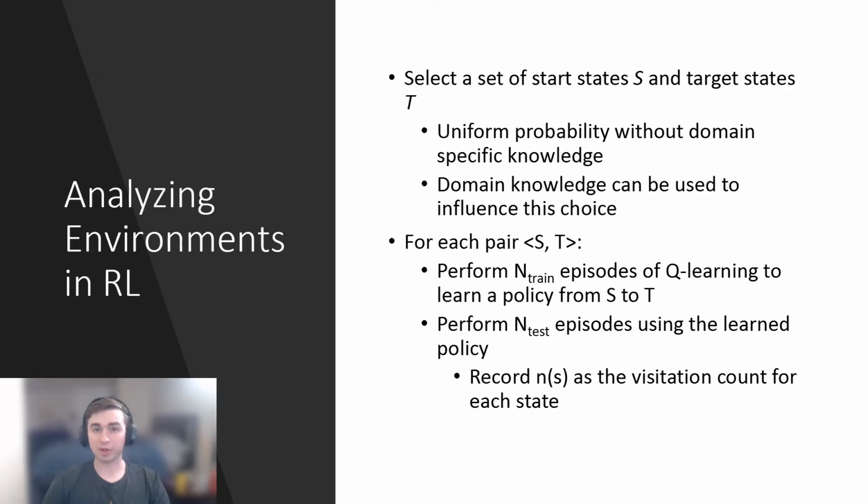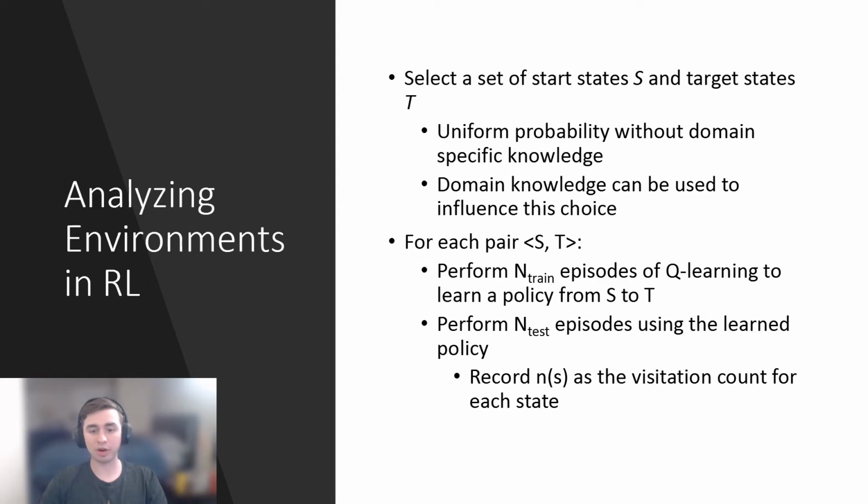In the reinforcement learning paper, we analyze environments by first selecting a set of start states S and target states T. This is done with a uniform probability if we don't have any domain-specific knowledge, and if we do have domain-specific knowledge available, we use that to influence these choices. For each pair ST, or a start state and a target state, we perform a number of training episodes of Q-learning to learn a policy from S to T.